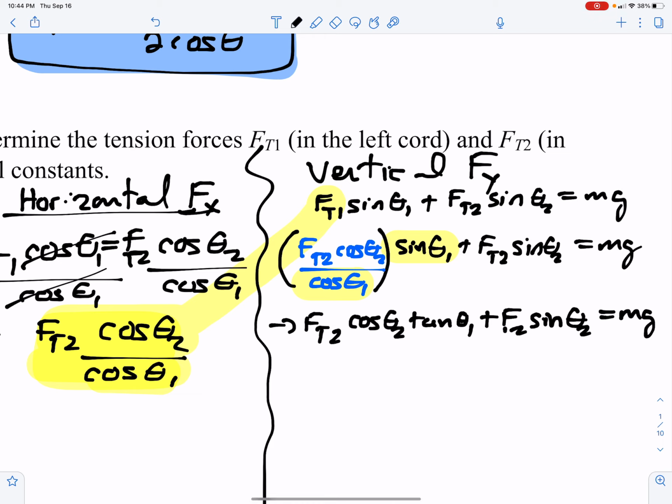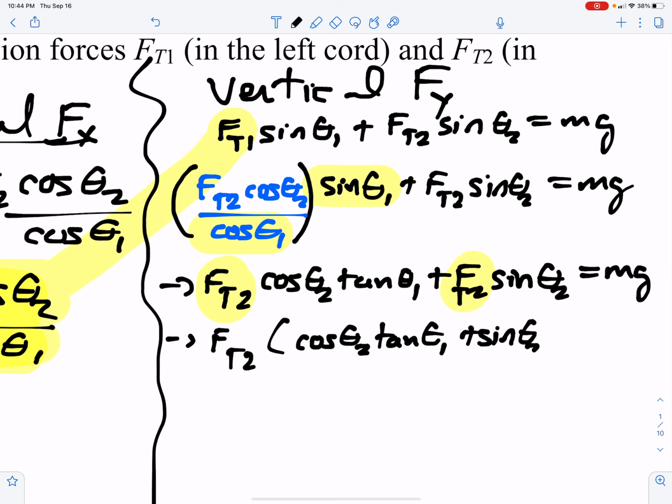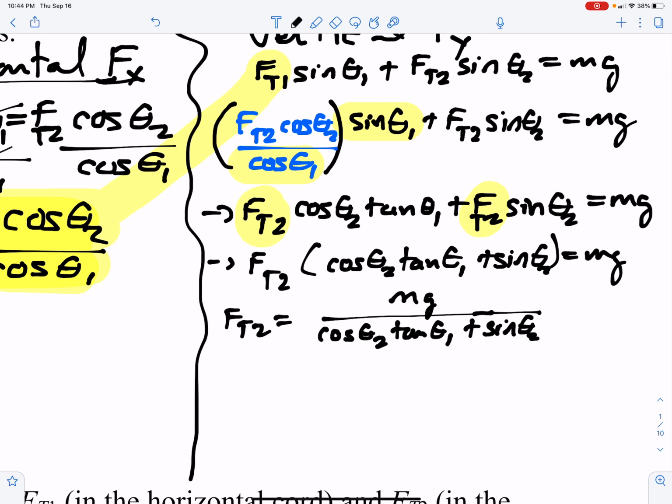Now, what I'm trying to do is solve for tension force 2. So I'm going to factor that out and divide away everything else. So this becomes F_T2 times cosine theta 2 tangent theta 1 plus sine of theta 2 equals mg. So force tension 2 is equal to mg over cosine theta 2 tan theta 1 plus sine theta 2. Okay, there's our value for tension 2.